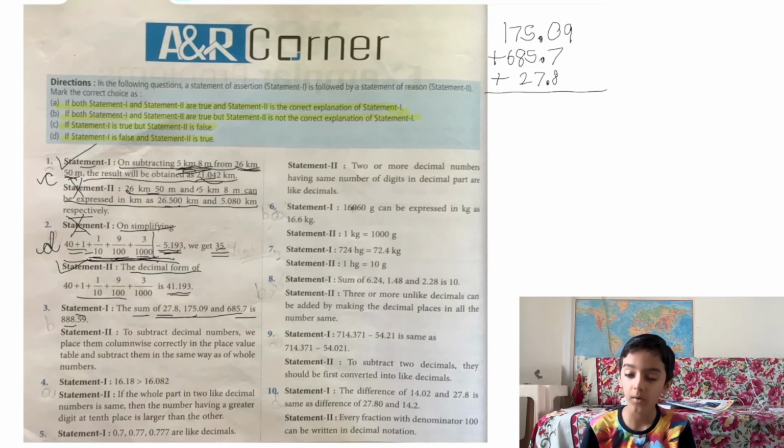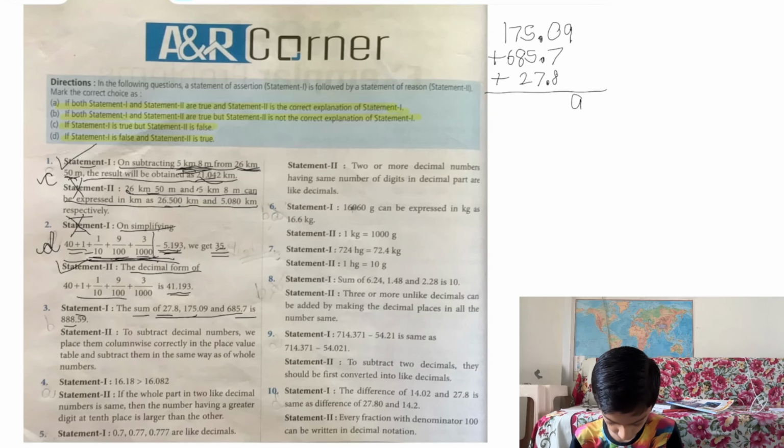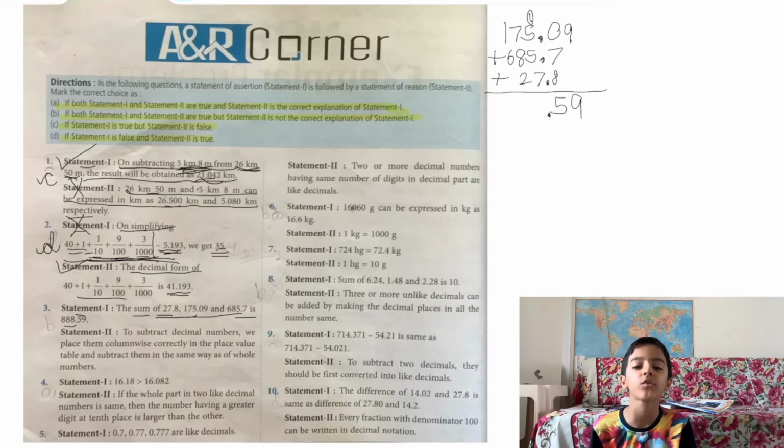So let's add now. Here 9 plus 0 plus 0 is equal to 9. Here 0 plus 7 is equal to 7 and 7 plus 8 is equal to 15. 5 point under point, 1 carry over. 5 plus 1 is equal to 6. 6 plus 5 is equal to 11 and 11 plus 7 is equal to 18. So here 8, 1 carry over.